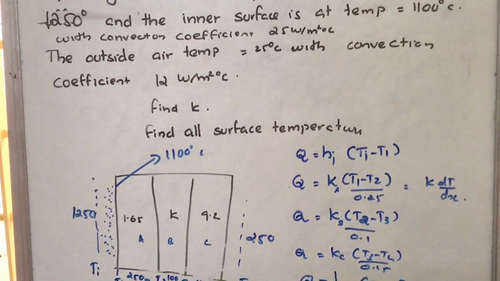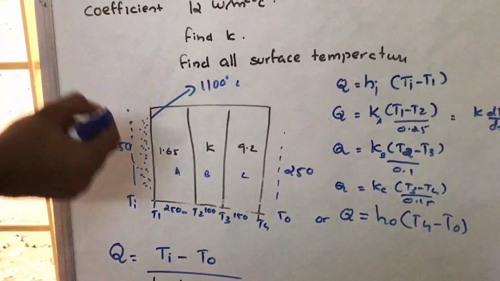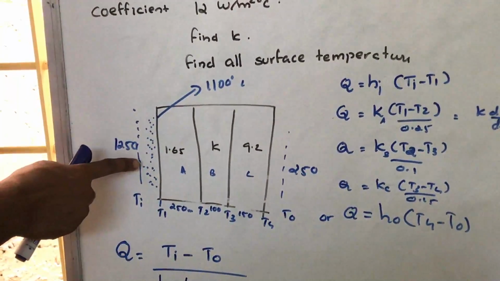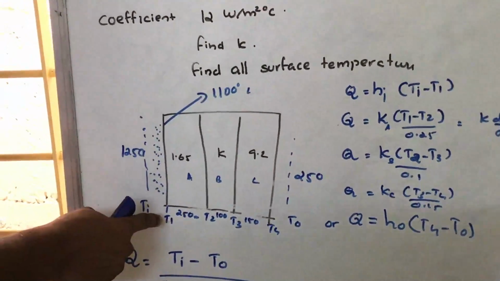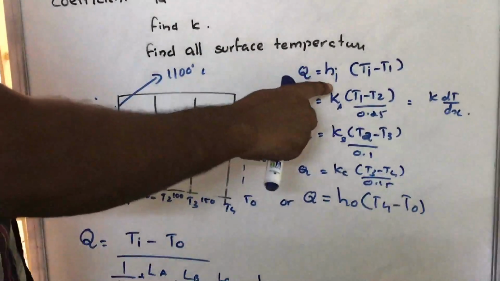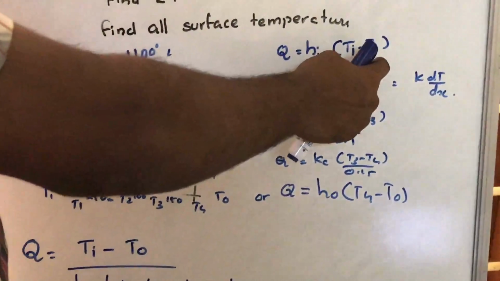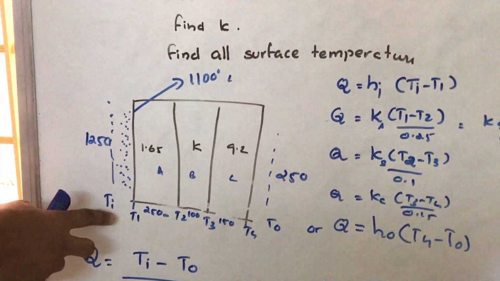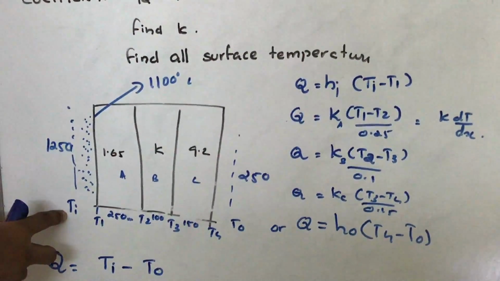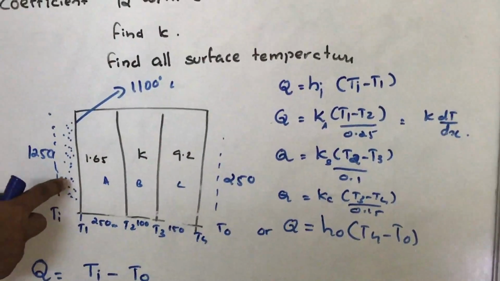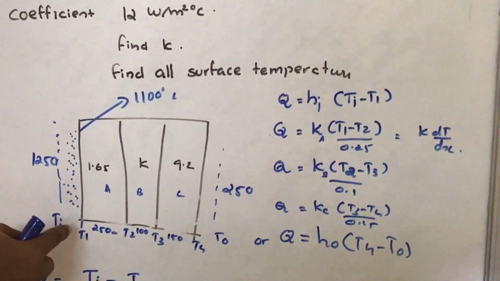So the basic thing is first, let Q be the heat that is going from this gas to this particular surface. So Q is equal to Hi, the inside heat transfer coefficient, into delta T. Delta T is the temperature difference of this surface, that is Ti minus T1. So that will be the heat transferred from this gas to the inside surface.